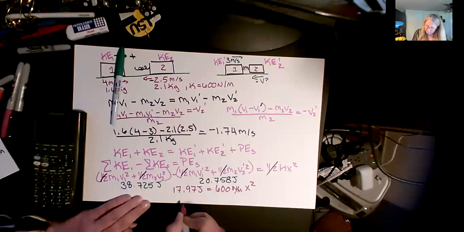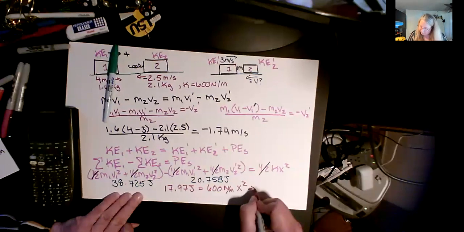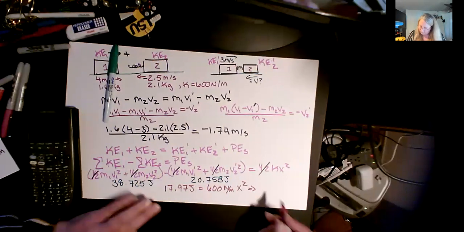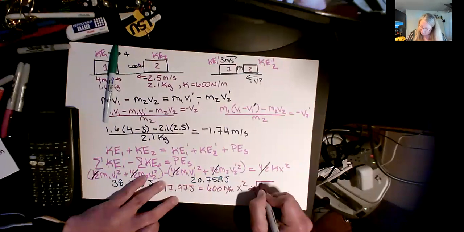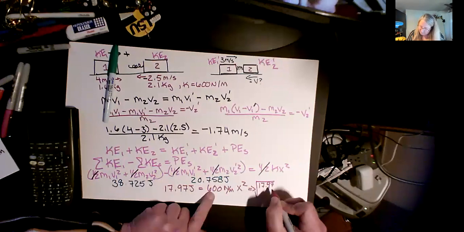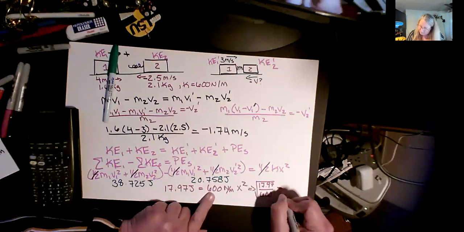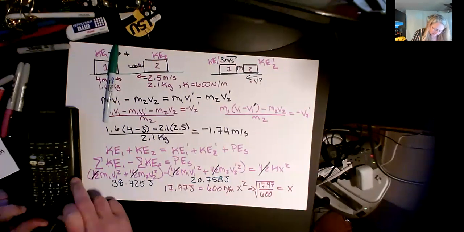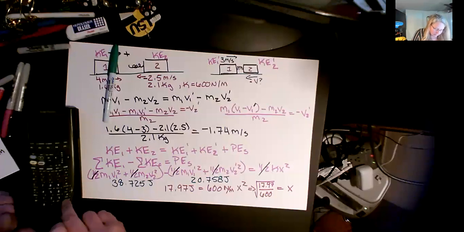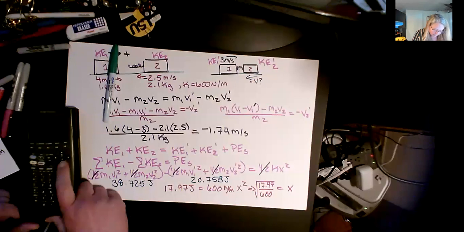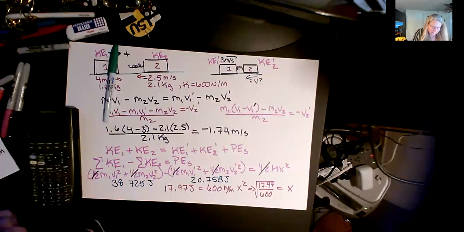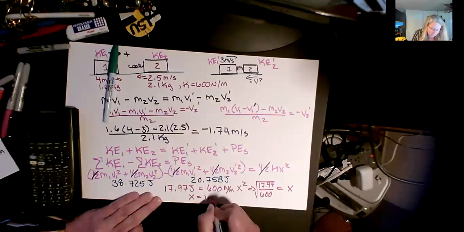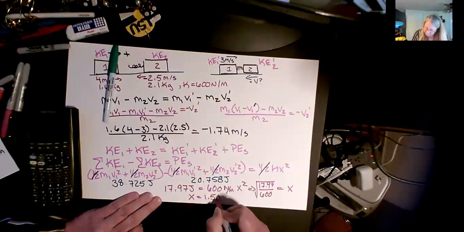So my compression then is going to be, I'm going to take the square root, move this over here, divide by both sides, and then take the square root. So I'll get the square root of 17.97 divided by the 600 equals X. So take that, divide by my 600, and then take that to the 1/2. There we go. And I get it compresses 1.49, or actually let's just go 1.50 centimeters. That's it.